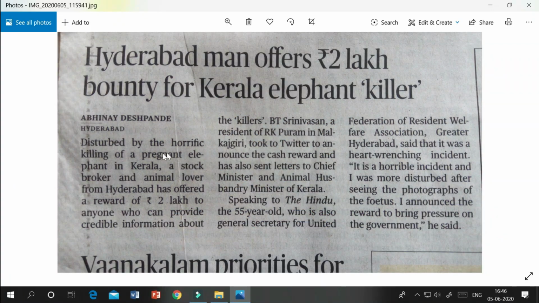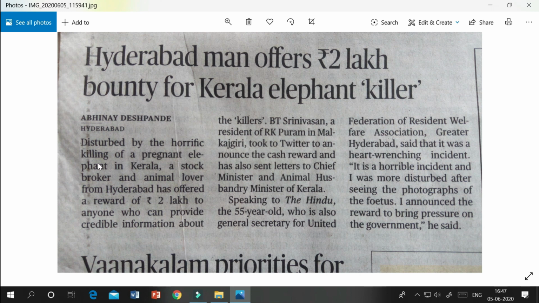Disturbed by the horrific killing of a pregnant elephant in Kerala, a stock broker and animal lover from Hyderabad has offered a reward of rupees 2 lakh to anyone who can provide credible information about the killers. This is the full stop. So the sentence starts here and ends here.